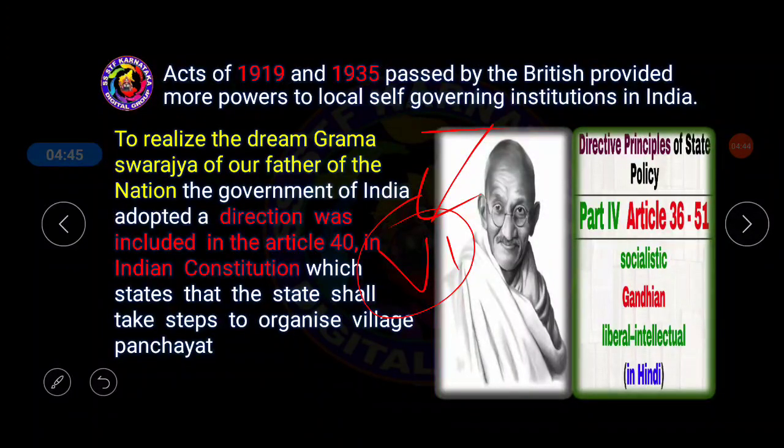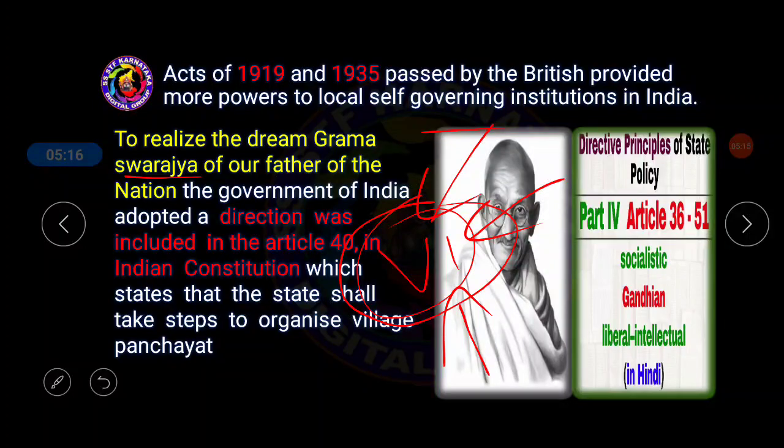If there is no local self-government, then villages cannot be given power. If there is no power for the villages, then villages cannot develop. And we already know that if the villages of India are not developed or are underdeveloped, then India cannot be expected to be developed. Because of that reason, Mahatma Gandhi had a dream, that is Grama Swarajya, meaning Swarajya, our own state. He wanted to make every village like a Grama Swarajya. He wanted to establish local self-government.